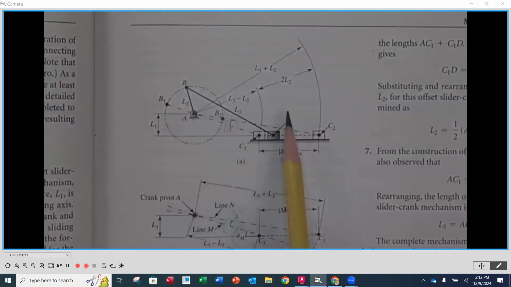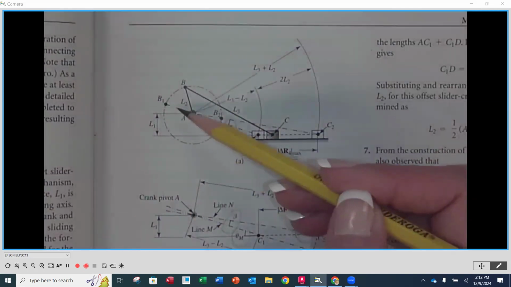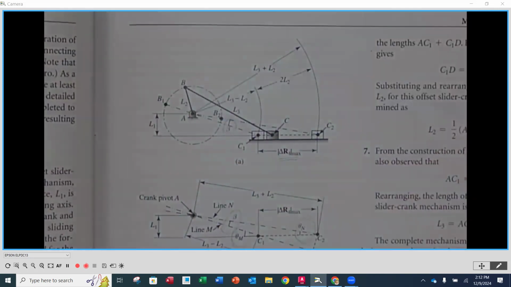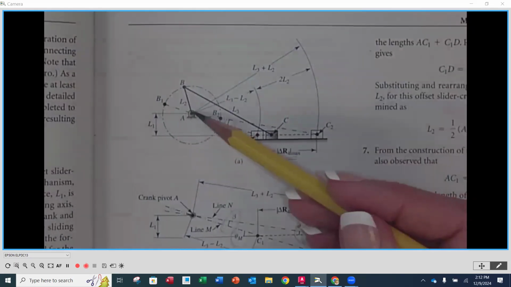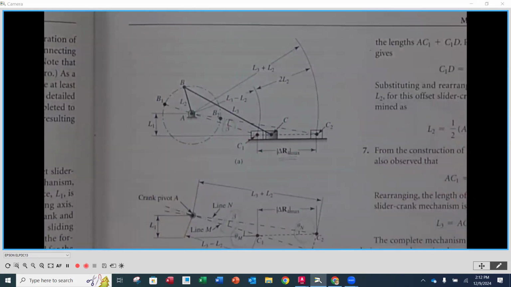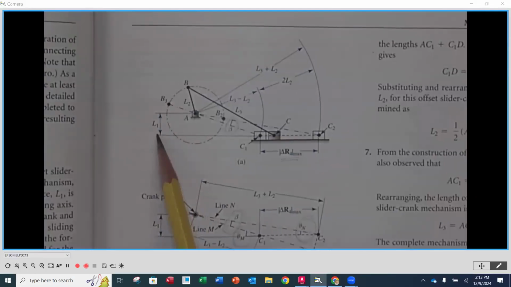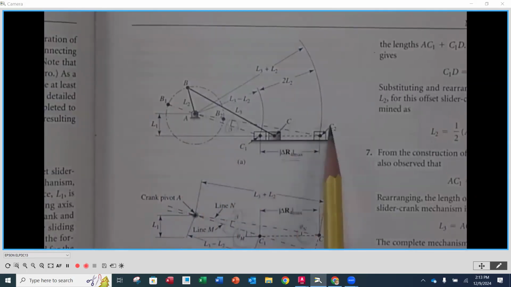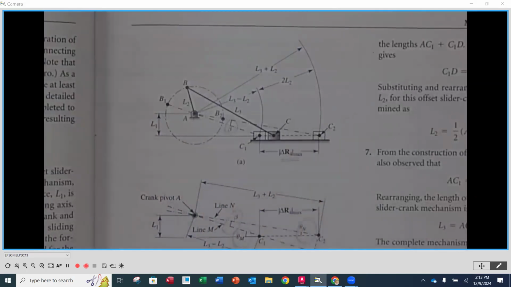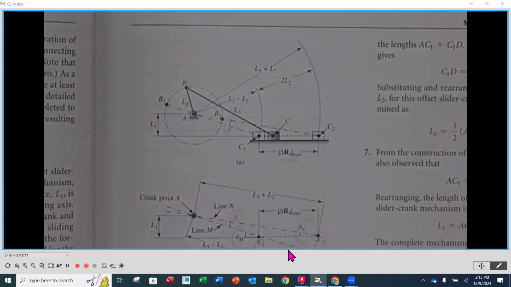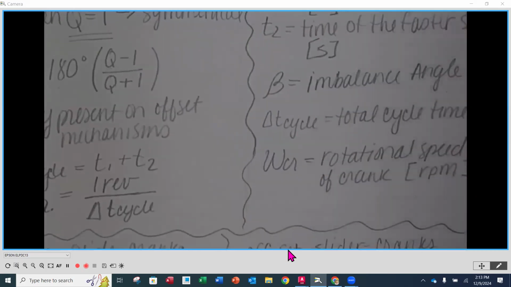It's not in line vertically or horizontally. It could be in line this way as well. It's not in either of those directions. It's offset. So what happens is we get a new dimension here, this dimension of L1. L1 is going to be the offset from the center of rotation to the path of the slider, okay? So we want to add that. That's going to be something that we're going to have to be aware of.